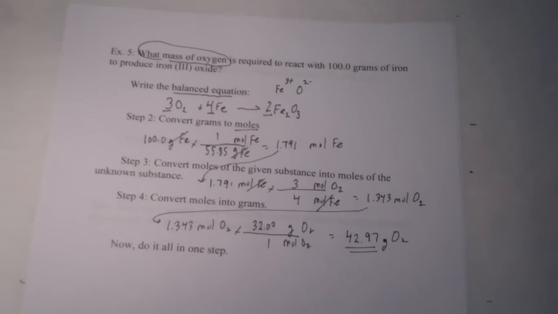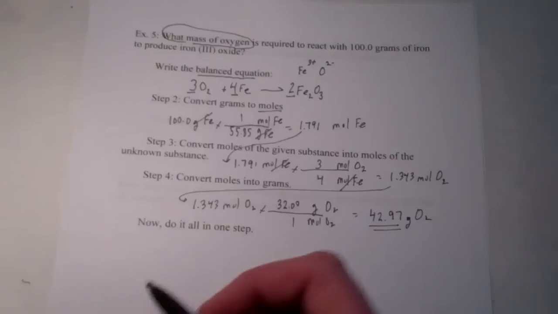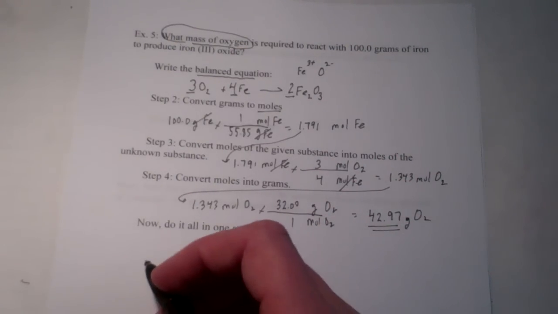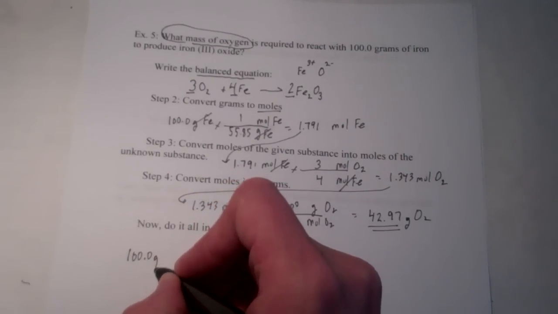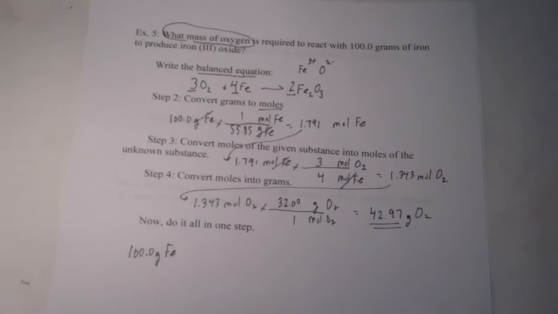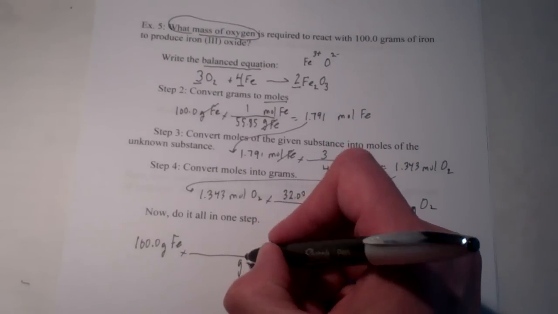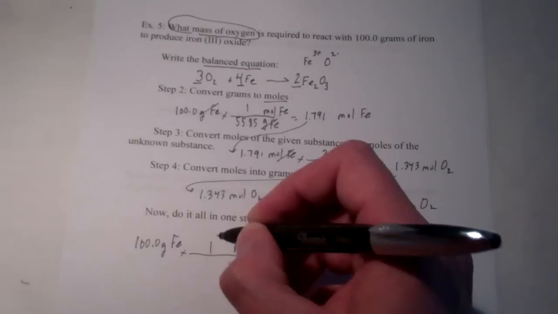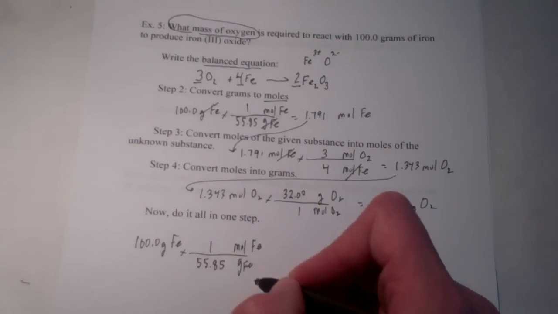Now, we can do that in one expression, as I showed you on a previous problem. And this is generally speaking how we will do it from now on. We won't break it up into separate steps. We're going to do it in one expression. So we'll begin with what we know, which is my 100.0 grams of iron. And we will go from grams of iron to moles of iron. 1 mole of iron, of course, as we said earlier, 55.85 grams.